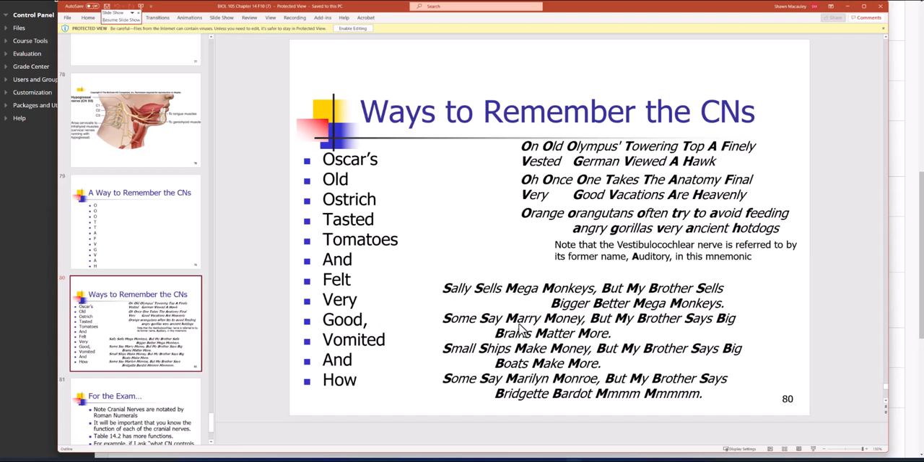Again, under this set of slides, you're going to see some more information on tips and learning activities to learn the cranial nerves. The answers for those activities are also posted. Please take a close look at those things.